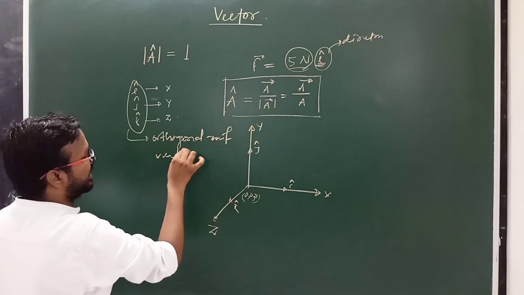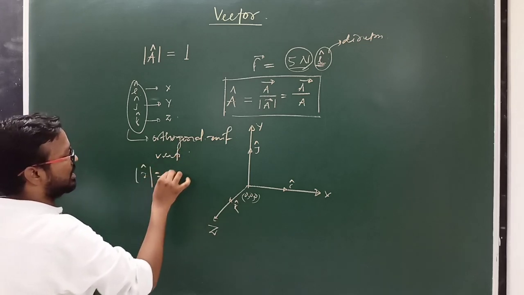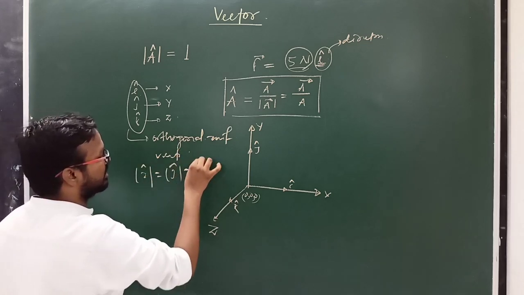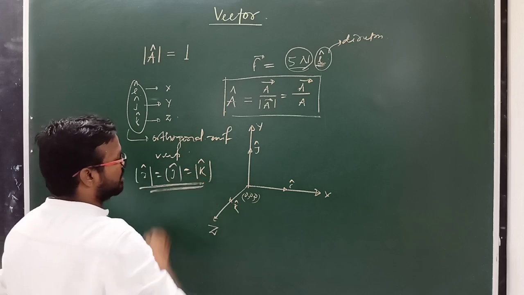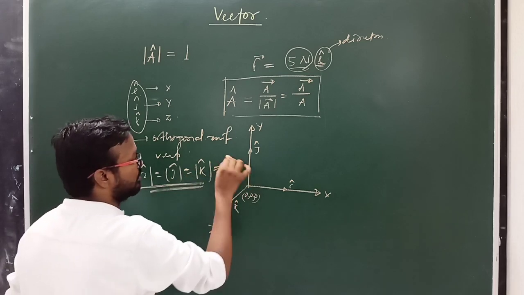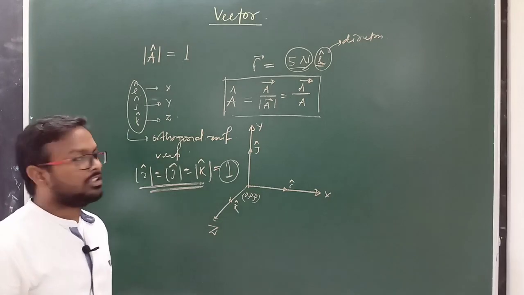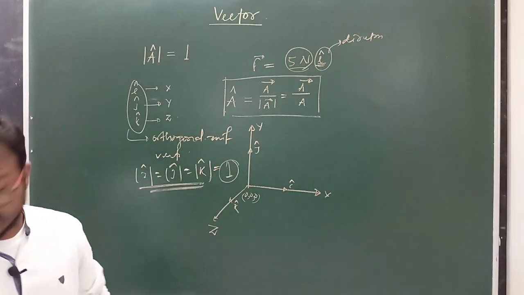unit vectors. And the magnitudes of i cap, j cap and k cap are all equal to 1 unit. Clear? Okay, now let's start.